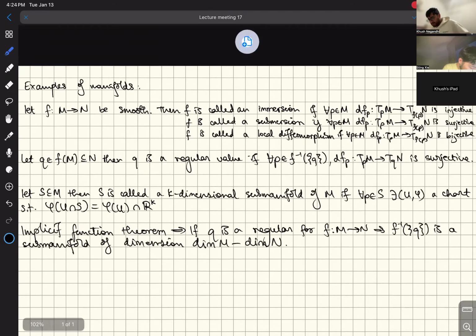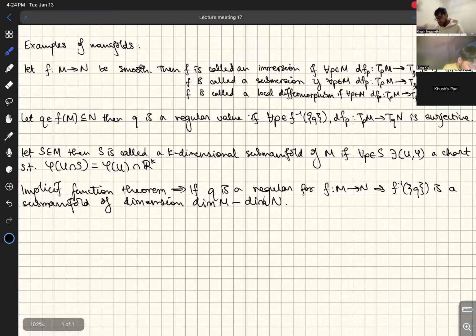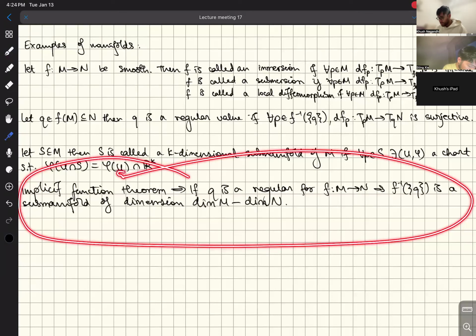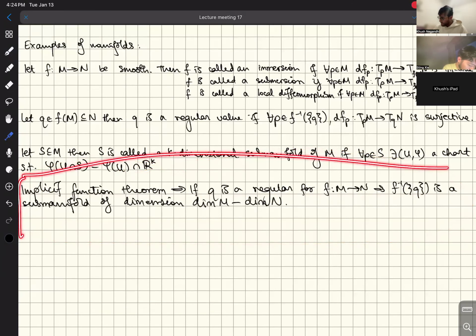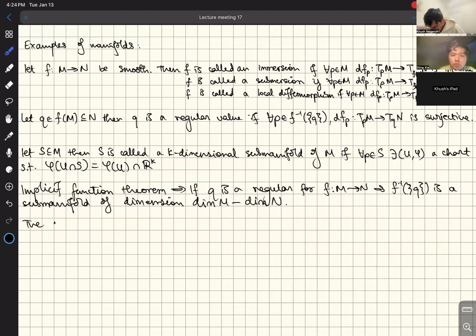Okay, so with all of these preliminary definitions and theorems out of the way, the main one being this one, the above is called the regular level set theorem. We're now going to use the regular level set theorem to define most of the manifolds that we're going to see.